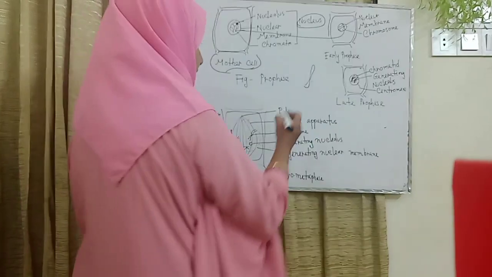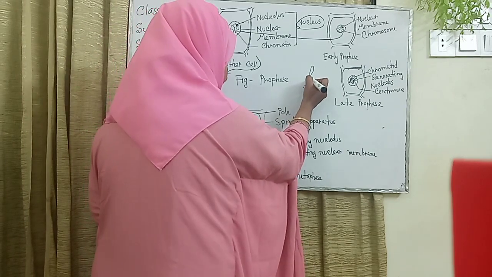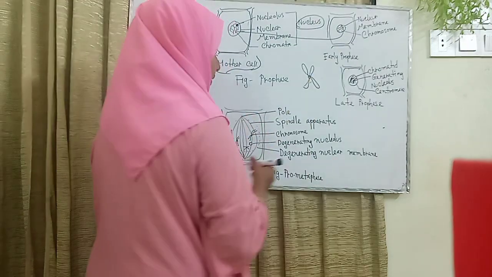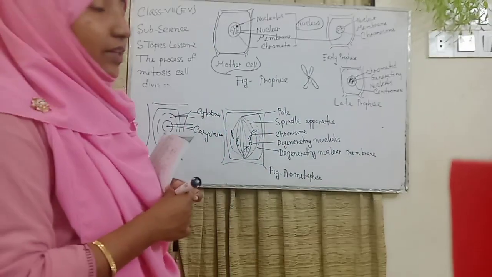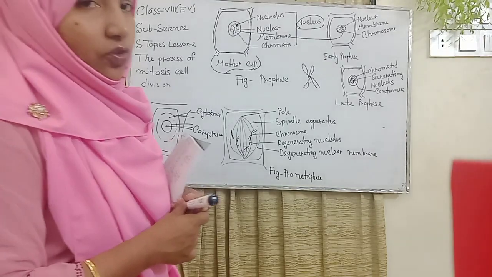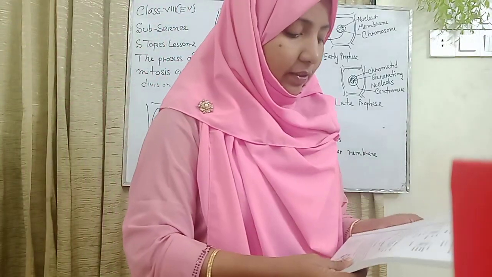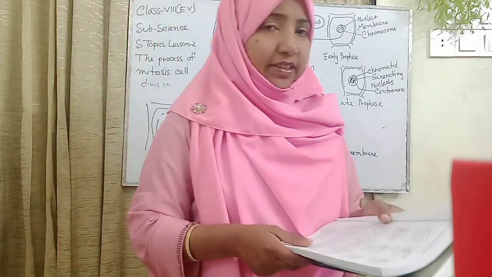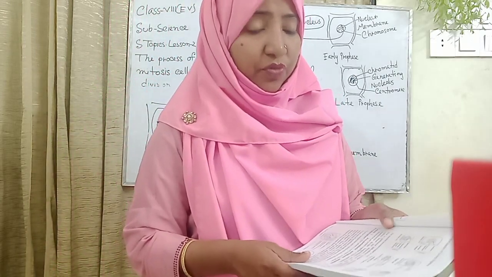In the chromosome, the middle part is the centromere, and it divides into two parts. The other name is chromatid. So first is the chromatin, second is the chromosome, and third is the chromatid. Now I have explained the characteristics of prophase.